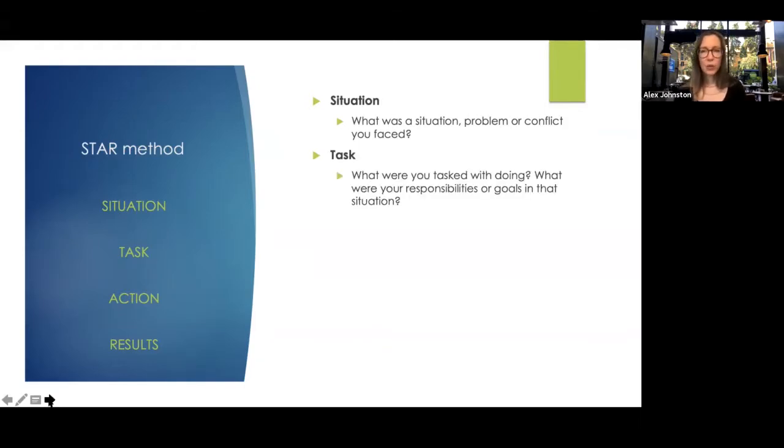Task. What were you tasked with doing? What were your responsibilities or goals in that situation that you faced? So briefly describe your role in taking on actions. What actions did you take? How did you solve the problem? And this is where you start with a resume bullet, pretty much, starting with that action.